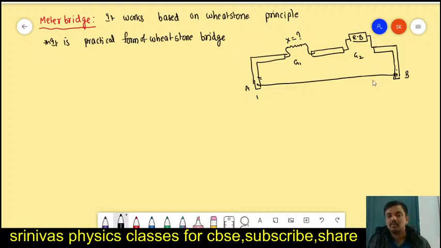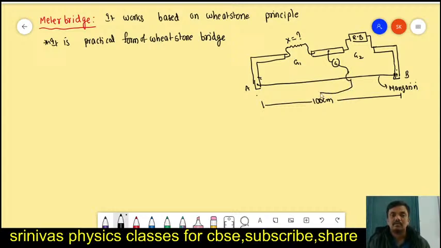This is the 1 meter length manganese wire. Its length is 100 centimeters, because it is 1 meter length. That's why it is said to be a meter bridge. From the middle here we will connect to some galvanometer. The galvanometer is connected to, here there is no connection. We connect the galvanometer to some jockey. This is the jockey. This is the diagram of the meter bridge.